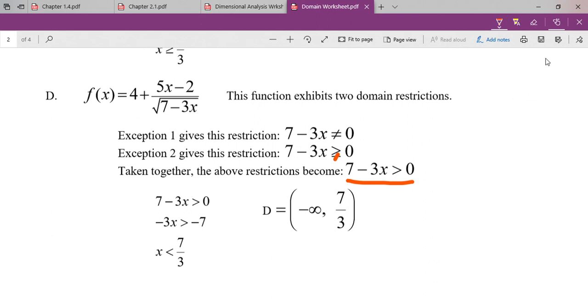Other than that, go ahead and finish this up, and then jump on the dimensional analysis worksheet that you'll also have to look at today.